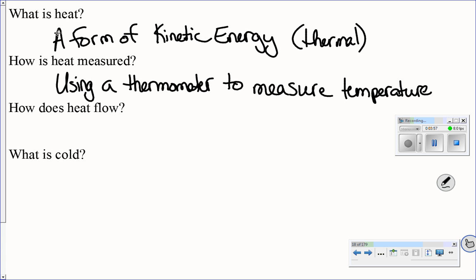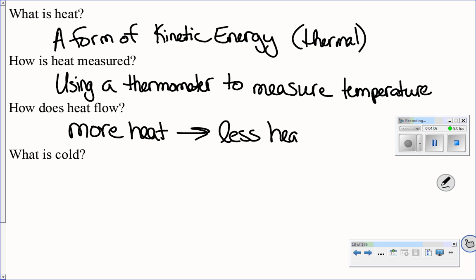Heat always flows from where there is more heat to where there is less heat. So hotter to colder, if you will. And cold is really just the absence of heat. So cold is really just not hot.